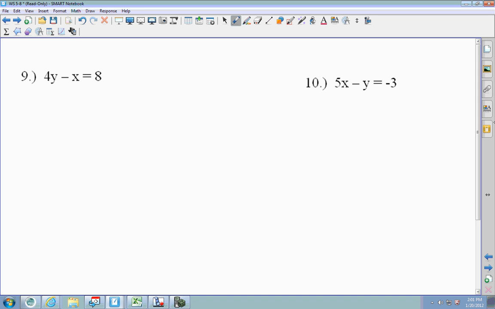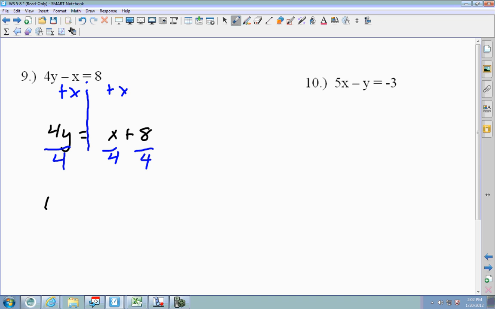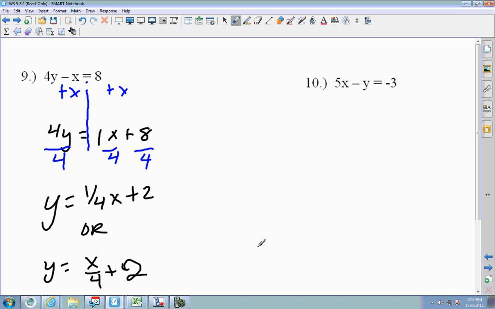Here's two more. First thing I need to do is add x to each side. I get 4y equals x plus 8. I'm going to divide by 4. I get y equals, now, remember there's a 1 in front of there, so you can either write it as 1/4 x plus 2, or you could just write it as y equals x divided by 4 plus 2. Both of those are correct.